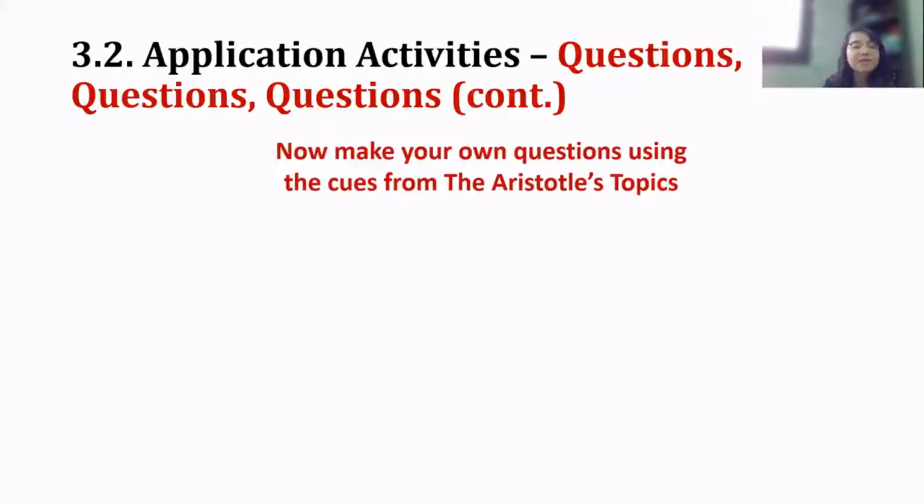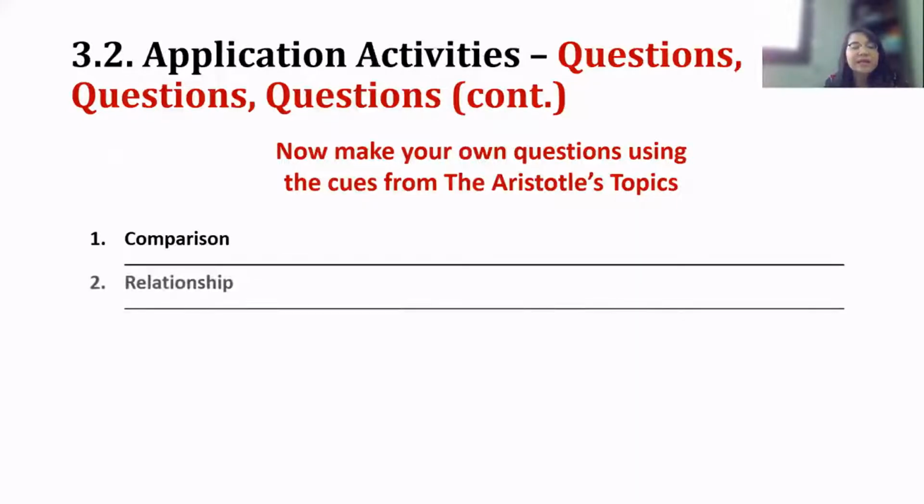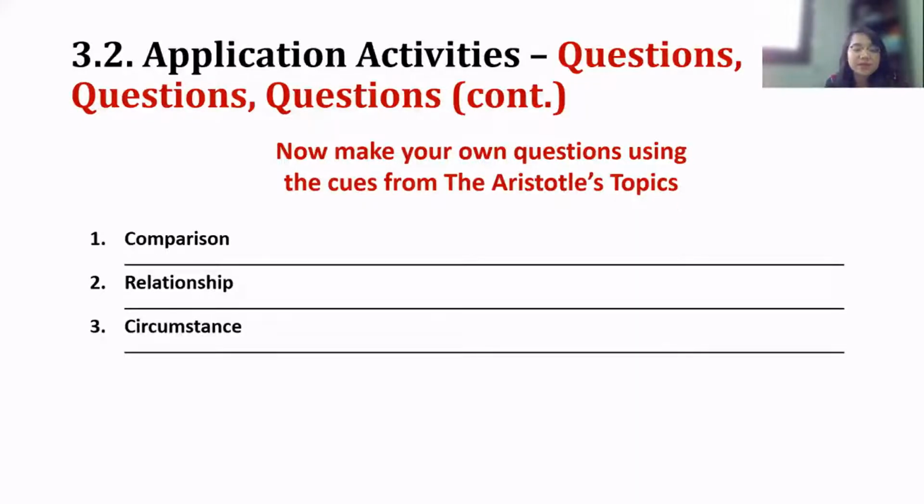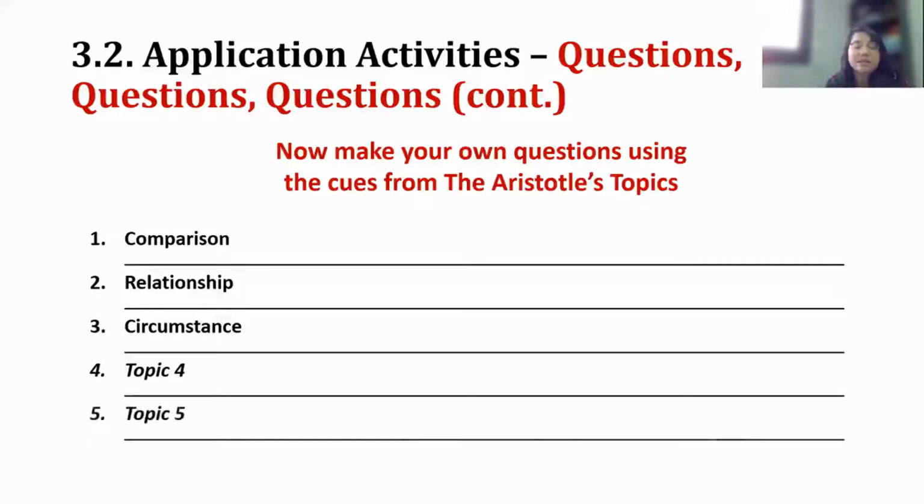Now, make your own questions using the cues from the Aristotle's topic. First, you can select 5 topics first. So this is just examples, right? From out of those 5, I wrote down comparison, relationship, and circumstance. Although actually you can choose any 5 topics. Just choose your own topics. You may also change those 3 topics that I already chose for you, right?